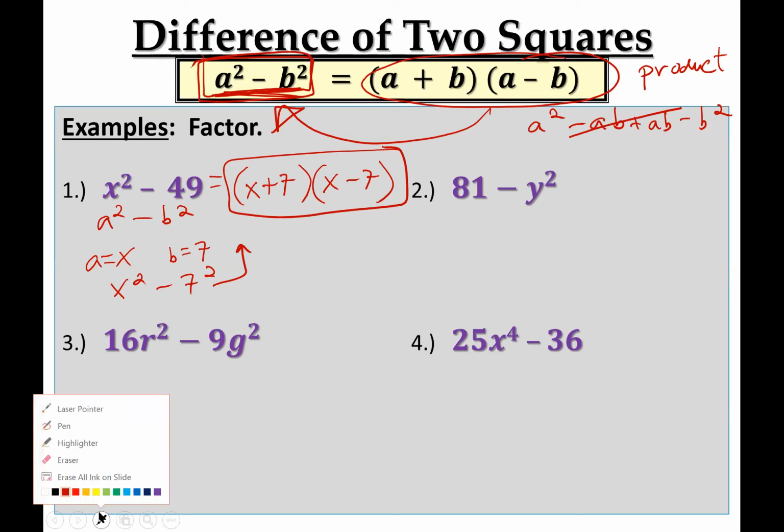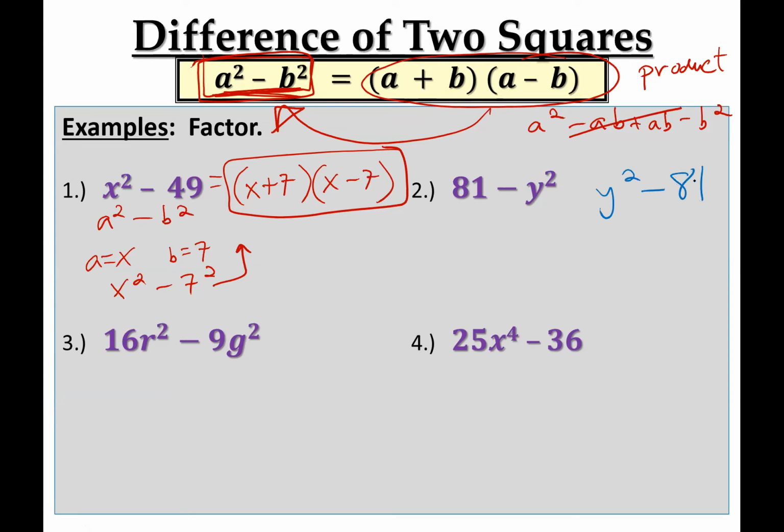81 minus y squared. Okay, you might be tempted to rearrange the terms, but I'm going to not do that because then it would no longer fit this pattern, okay? If you rearrange the terms, first of all, if you want to just write y squared minus 81, sorry, those are not equal. Okay, so we can't do that. That y squared has to have the minus sign in front of it. If you write minus y squared and then plus 81, that's even less helpful because now there's no formula that will even help us there. So we're going to leave our problem as it is.